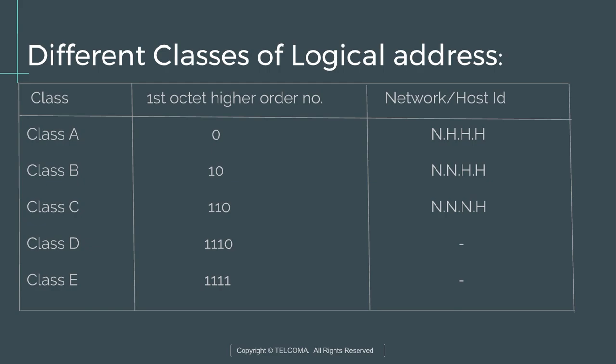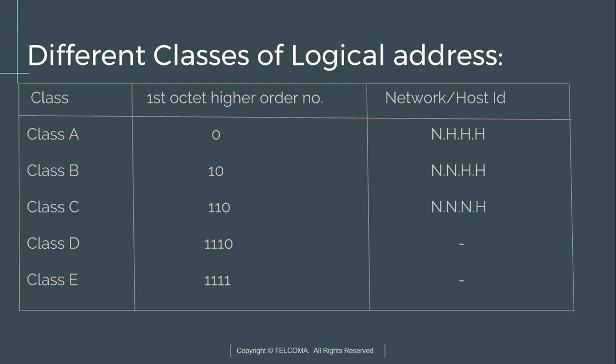The first octet higher order number is represented as 10, and the first 2 octets represent the network ID, whereas the last 2 octets represent the host bits. And for class C, the first octet higher order number is 110, and the first 3 octets represent the network bits, and the last octet represents the host bits.